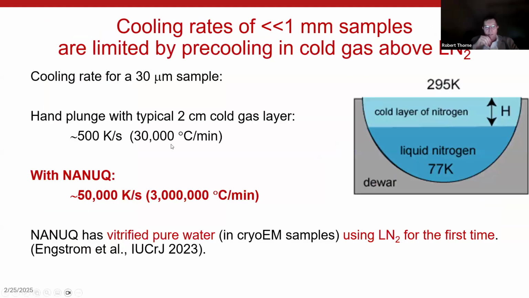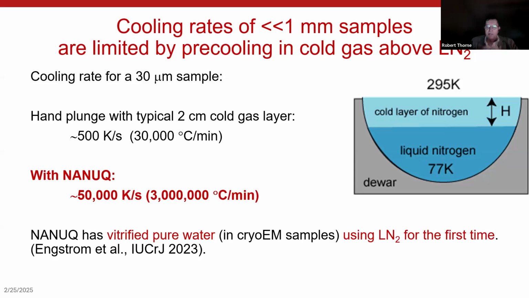So how well does this work? If you do hand plunging in a typical liquid nitrogen foam dewar, it doesn't really matter how small the sample is because you're cold gas layer limited. You might get cooling rates of about 30,000 degrees C per minute, which coincidentally are about the cooling rates that people have reported for oocytes and embryos on cryotops. So with this instrument, cooling rates are a few million per minute. So about a factor of 100 improvement.